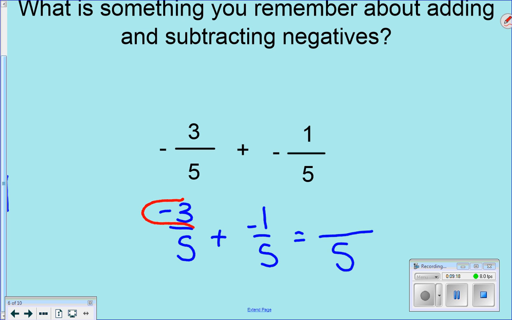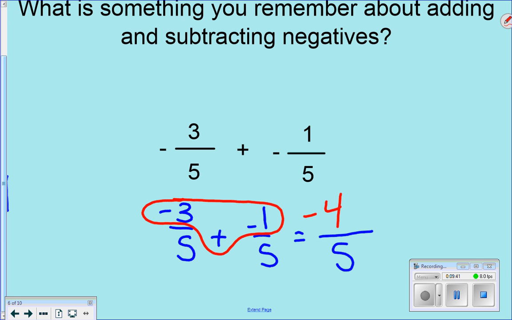Now, I'm going to take negative 3 plus negative 1. This is where you have to remember your rules. So if I have two negatives, I have all cats. What's that answer going to be when I add those two numbers together? Negative 4. So then, my fraction looks like this. Negative 4 over 5. And that's my answer.